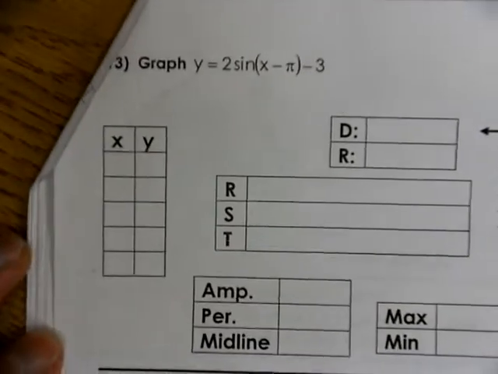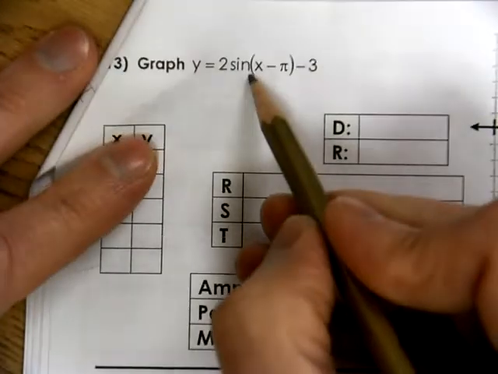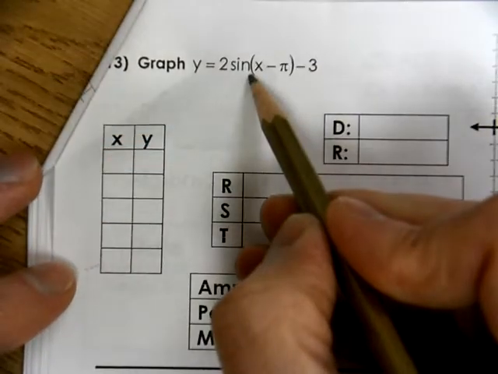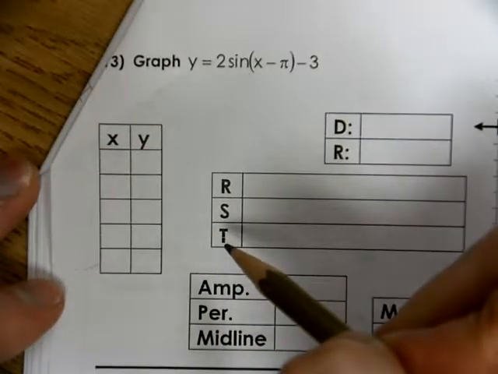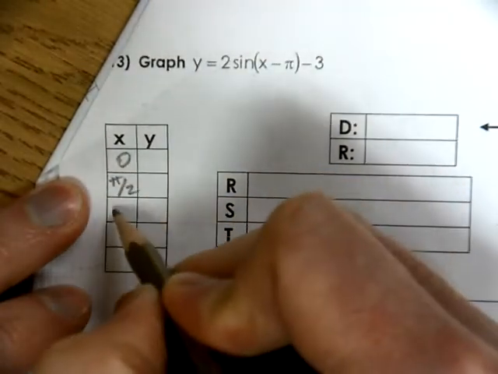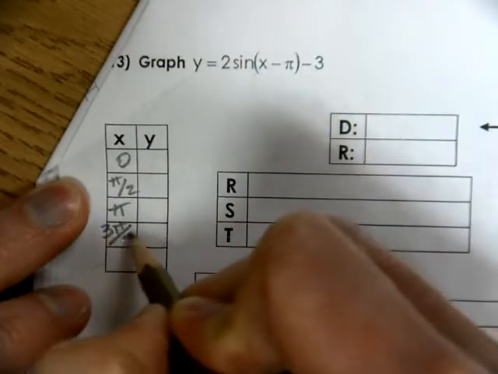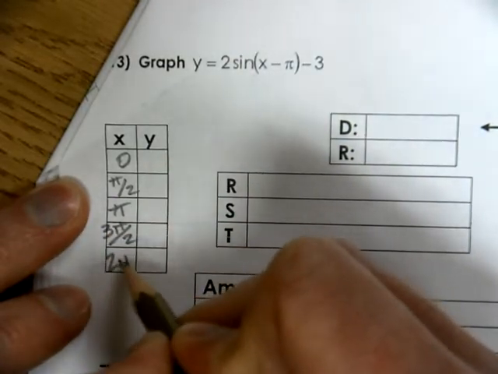Just a couple more. So we have no b value, so there's no need to recalculate an increment. So we're at 0, pi over 2, pi, 3 pi over 2, and 2 pi.